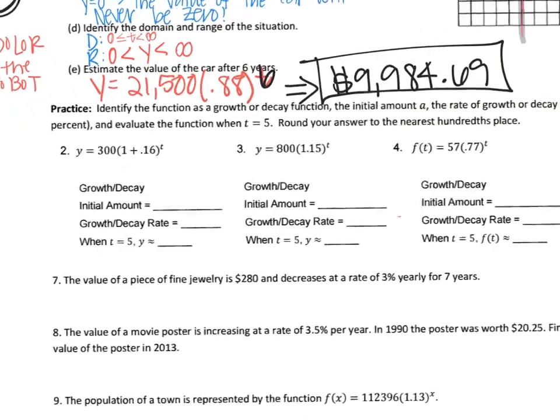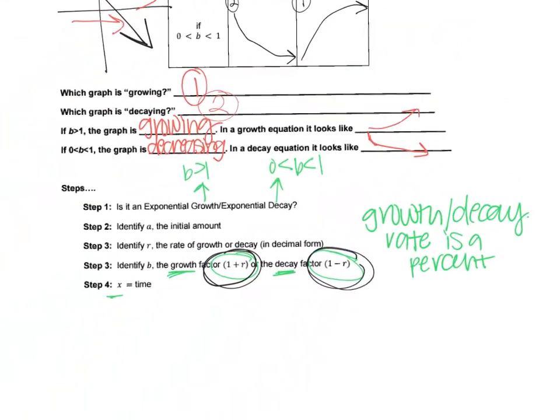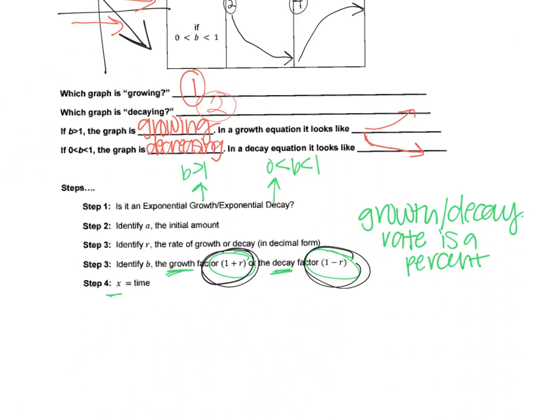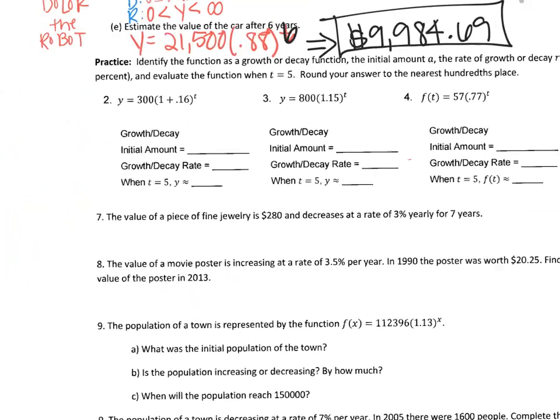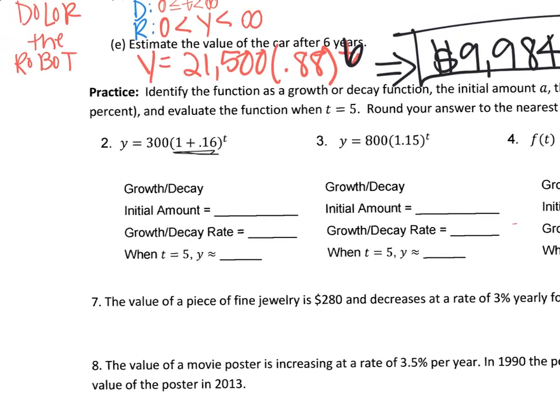So, growth or decay. Remember, if you look back over here at our steps, if b is greater than 1, it's a growth, or if b is between 0 and 1, it's a decay. So I'm looking, b is the growth factor. It's 1 plus r or 1 minus r. So if we look at these scenarios, I've got 1 plus 0.16. So this is a growth because it has this plus sign here. It's a growth. There we go.